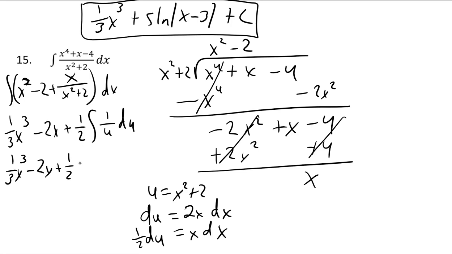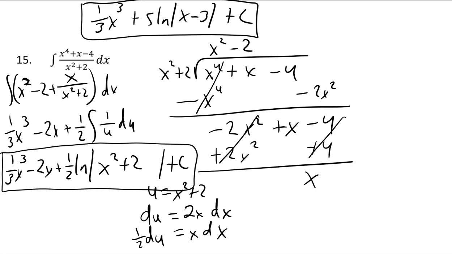So plus 1/2. And then to integrate 1 over u would be the natural log of absolute value of u plus c. And I called u this. So you can kind of see in a longer question like this why I keep saying that plus c is probably the most forgotten thing. Because you get so involved in here, you just don't think about it. But make sure you have the plus c if you don't have limits of integration.